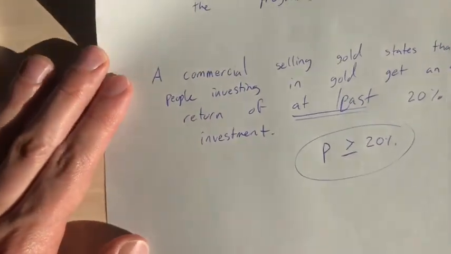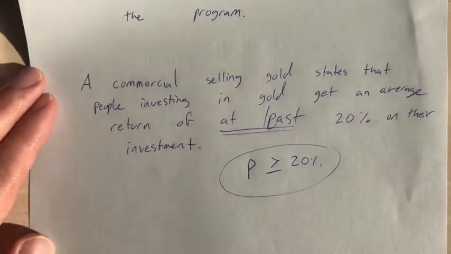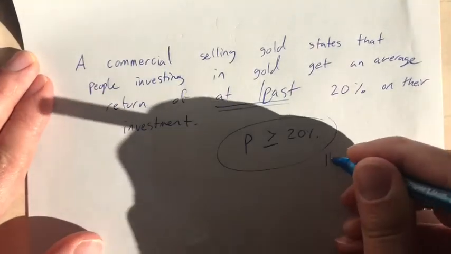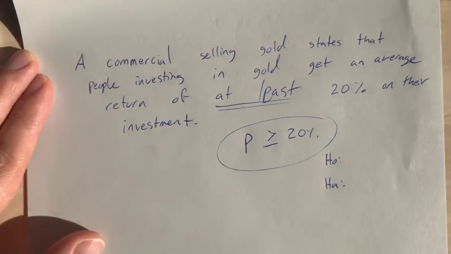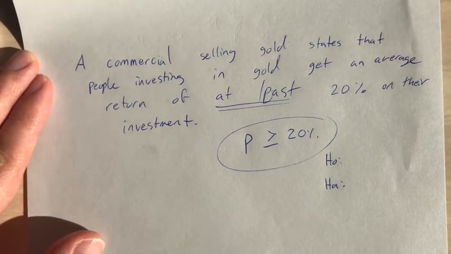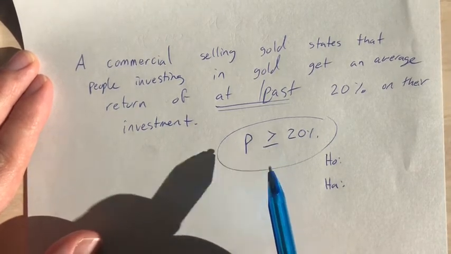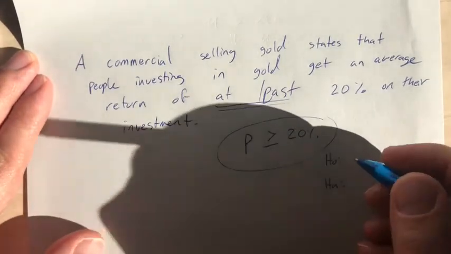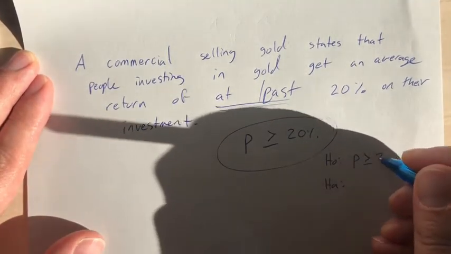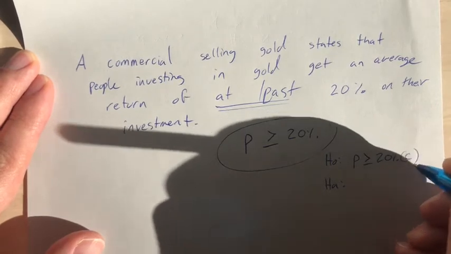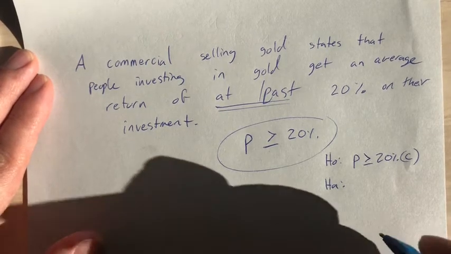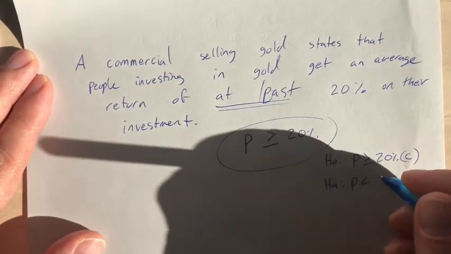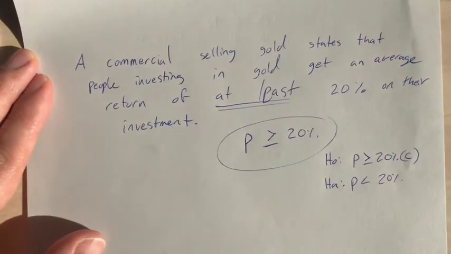So for this one, it's a percentage problem, same idea. So I'm going to start with null, alternative, take a look at my claim. It's greater than or equal to 20%. This has an equal sign, so I'm going to put this claim in the null, so greater than or equal to 20%, and that is my claim. And then the alternative, or the opposite of greater than or equal to, would be less than, so that is what I'm going to write for my alternative hypothesis, okay?